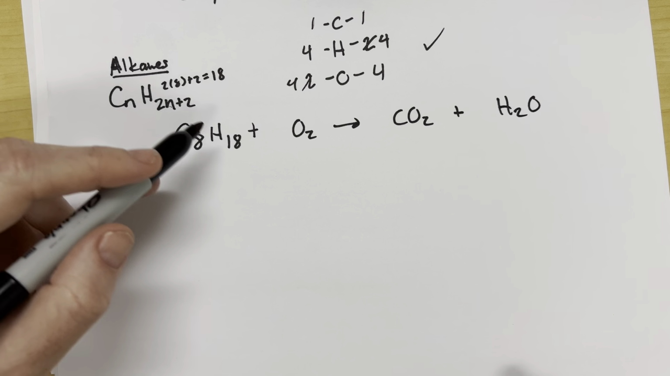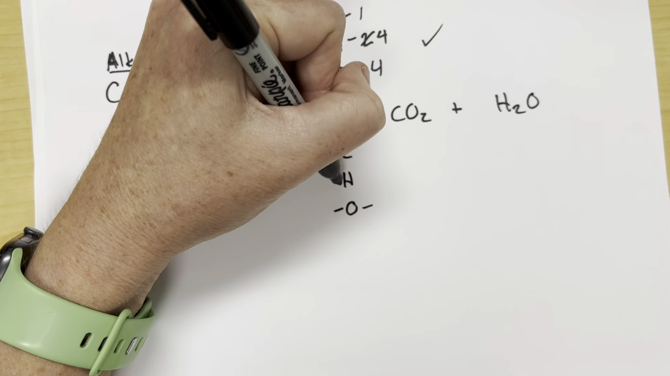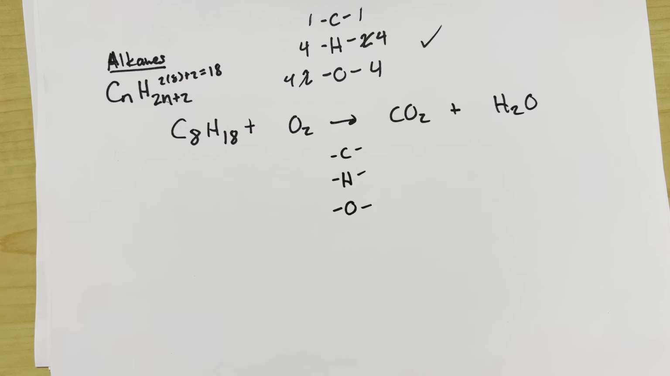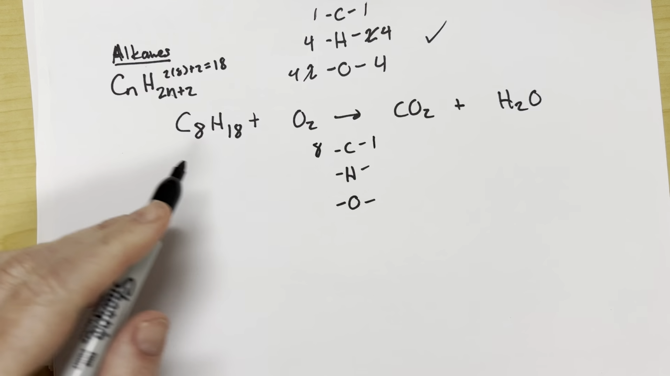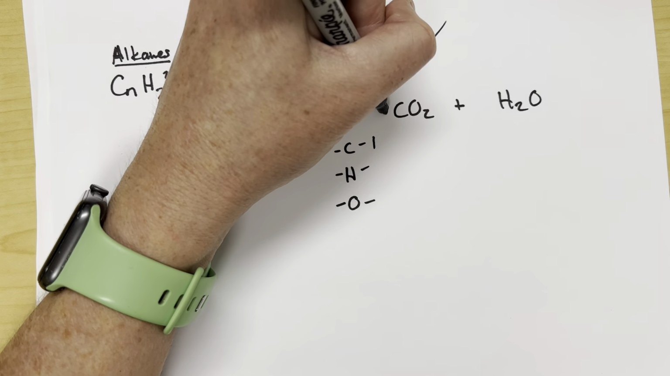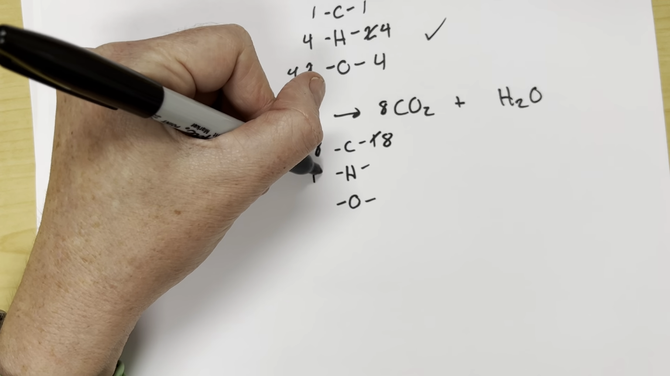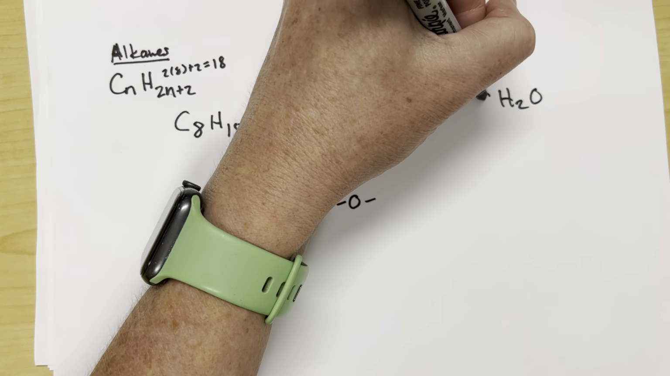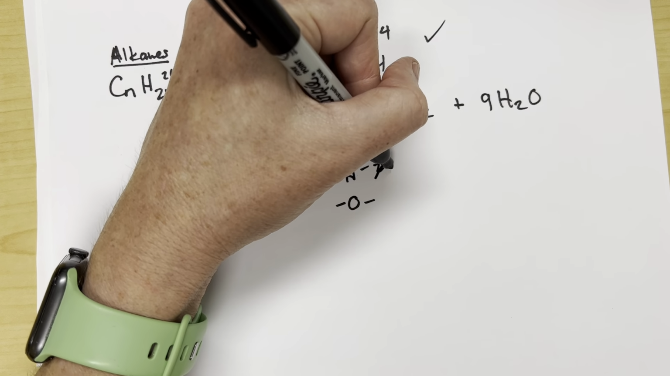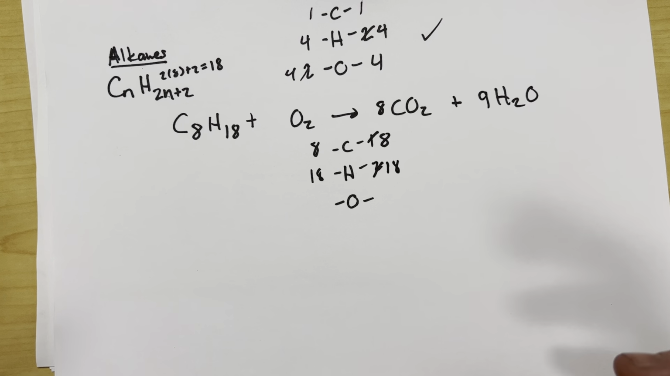All right, so let's go ahead and balance it. Remember, we're balancing a combustion, so we CHO it up. On my left-hand side, I have 8 carbons. On my right, I only have 1. 8 divided by 1 is 8, so I put the 8 there. Now I move on to hydrogens. On my left, I have 18. On my right, I only have 2. 18 divided by 2 is 9, so I put a 9 there. And now I can move on to my oxygens.